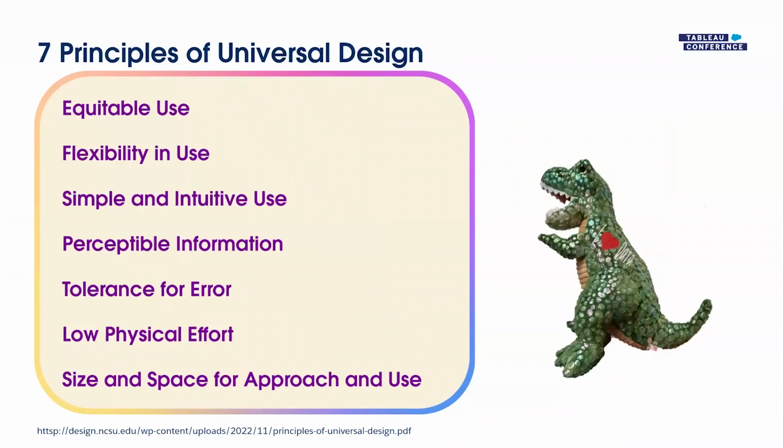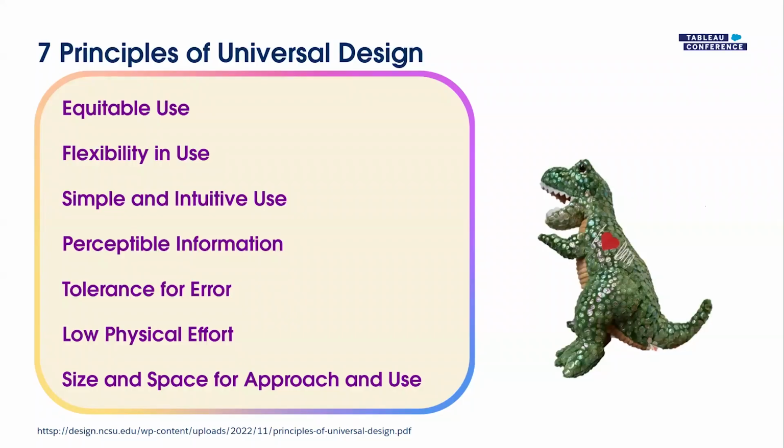So these 7 universal design principles were developed by a working group of architects, product designers, engineers, and environmental design researchers led by Ronald Mace at North Carolina State University. They can be used to evaluate existing designs, to guide the design process, and to educate both designers and consumers about what makes products and environments more usable.